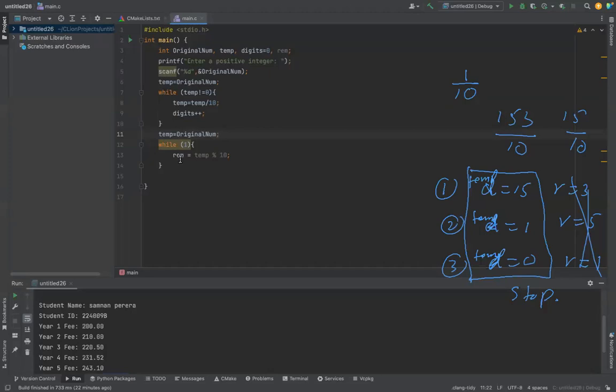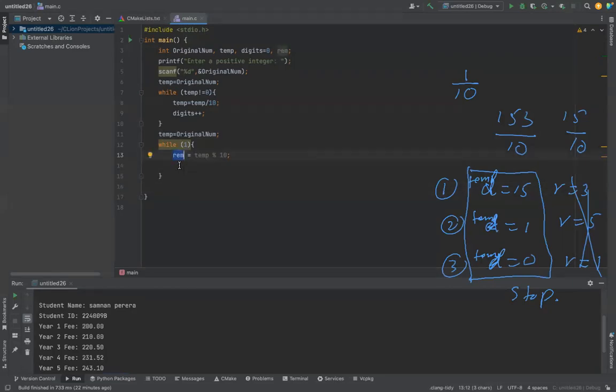Now the remainder is equal to temp modulus 10. Now what we have to do? The remainder variable we have is 5, and we have 3. Then if you have the 3, the digits also 3. Now we have the digits variable. We have to do 3 to the power 3, that means remainder value to the power 3.